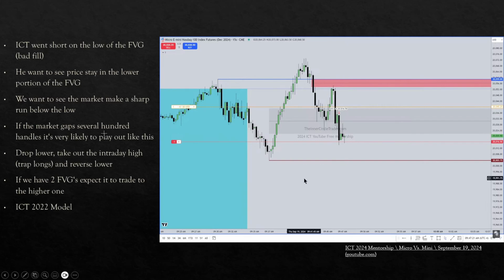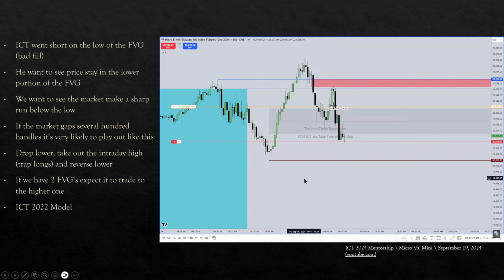If the market gaps several hundred handles, it's very likely to play out like this: the market drops lower, and as the market drops lower, the retail indicators go into an oversold condition, so they're buying right here, and breakout traders are being trapped long. So we run the intraday high, then we reverse lower, and then we try to attack the sell side liquidity, so we're going against retail logic. Retail is buying, we are selling and taking profits at their stop losses.